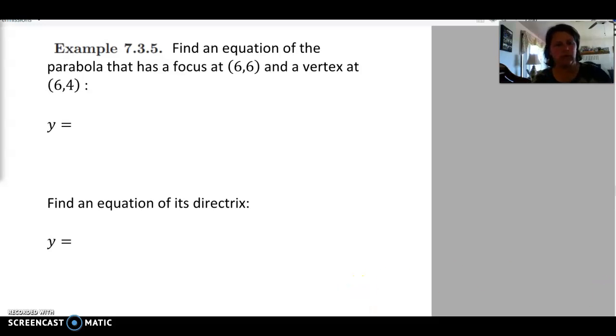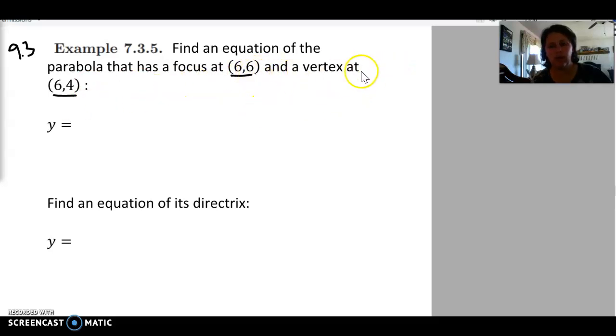Okay, we are still working on 9.3 and parabolas. So section 9.3, example: find an equation of the parabola that has a focus at (6, 6) and a vertex at (6, 4). So let's look at these two points. These are the focus and the vertex. The focus is (6, 6), the vertex is (6, 4), so it is the y value that's changing.